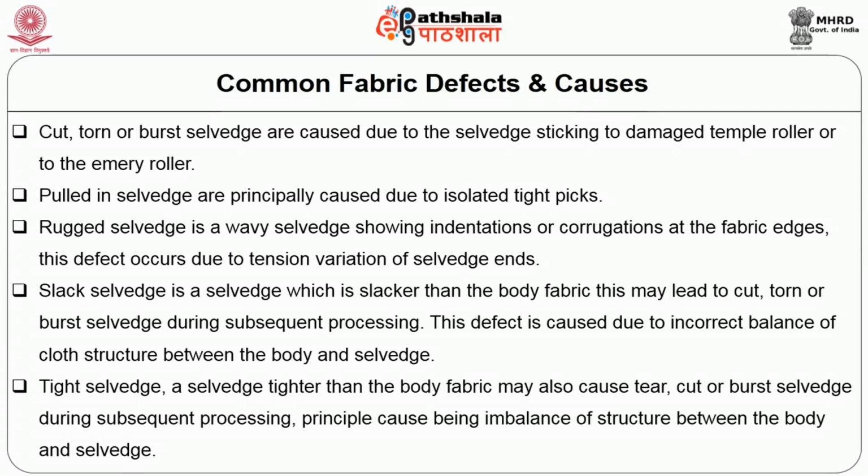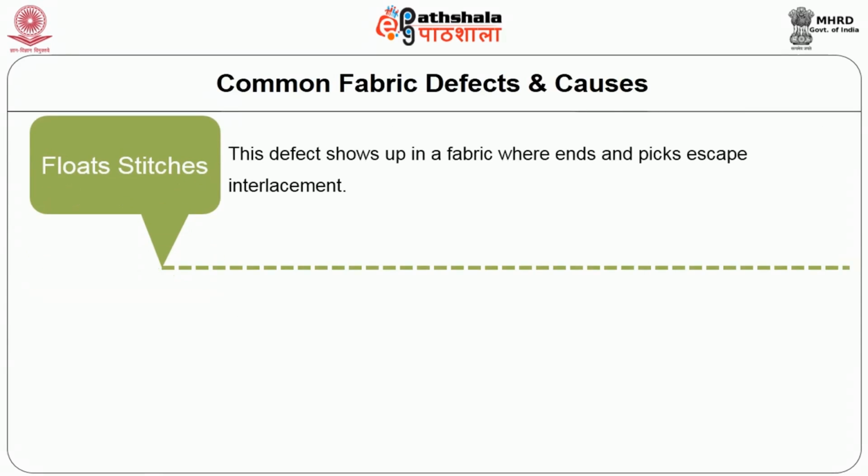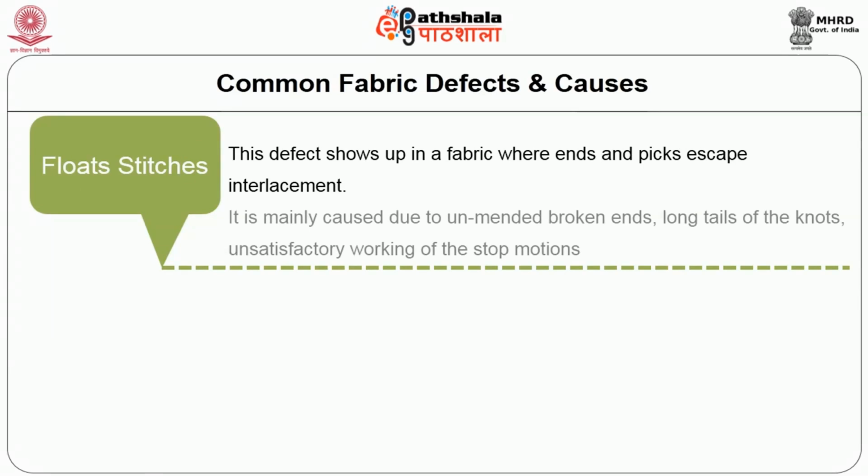Uneven selvage: variation in width along the length of the fabric, chiefly caused due to weft tension variation. Floats or stitches: this defect shows up in a fabric where ends and picks escape interlacement, mainly caused due to unmended broken ends. The long tails of the knots, unsatisfactory workmanship of the stop motion leads to this defect. Fuzz.